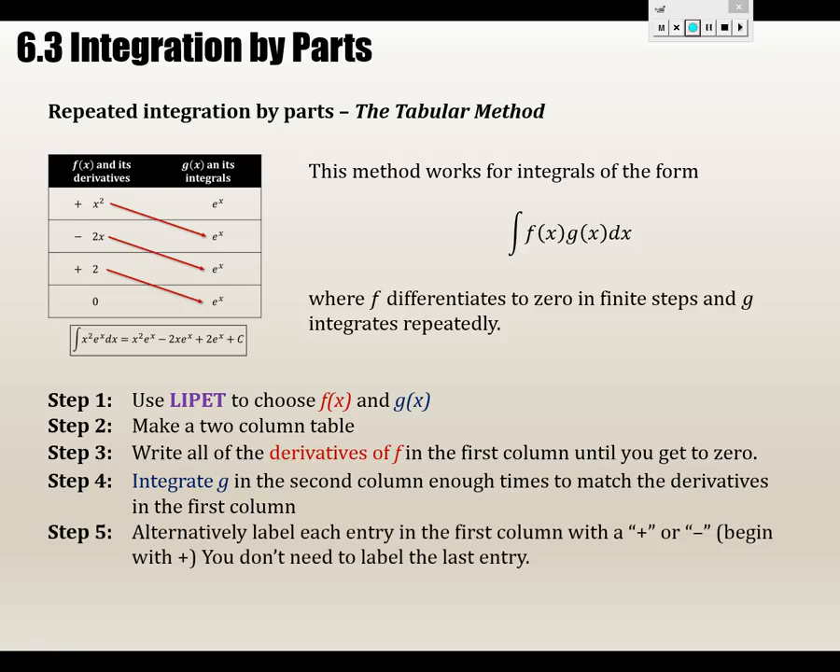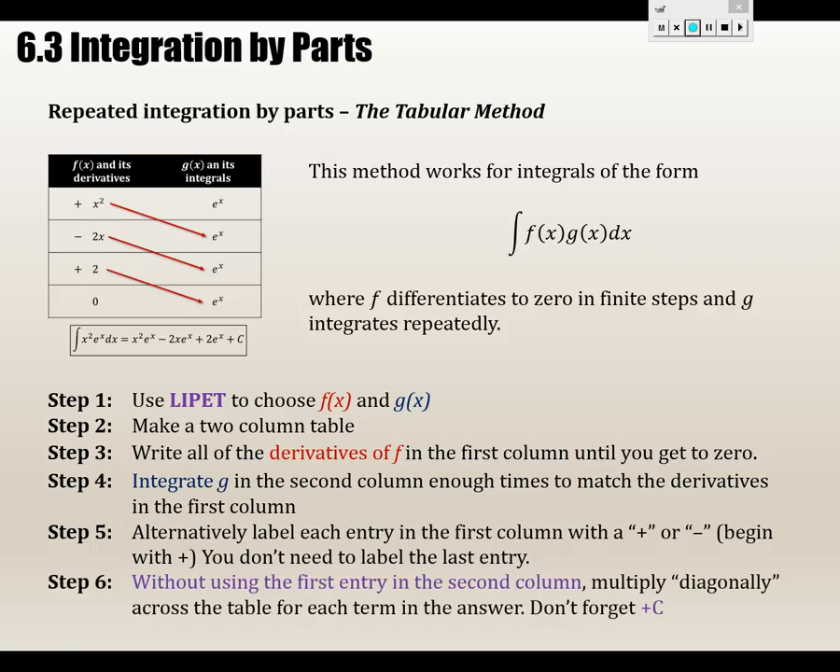And then alternatively label your columns plus, minus, plus, starting with plus, going all the way down. And then without using the first entry in the second column, multiply diagonally. I don't know how else to say it in words, you gotta see the picture. Okay, like that, and then write down your answer, don't forget the plus c.